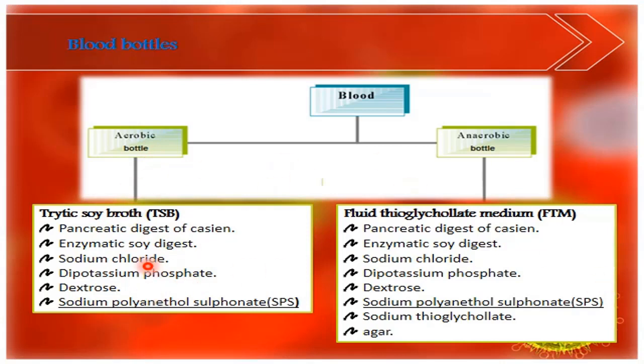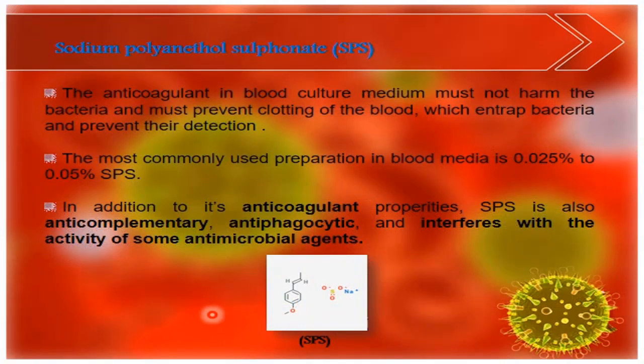The two bottles, either aerobic or anaerobic, contain sodium polyanethol sulfonate, as you show here, and it is a very important anticoagulant used for successful blood culture. The sodium polyanethol sulfonate, as I mentioned previously, is the anticoagulant in the blood culture medium. It must not harm the bacteria, and it must prevent the clotting of the blood, which entraps bacteria and prevents their detection. The most commonly used preparation in blood media is 0.025% to 0.05% SPS.